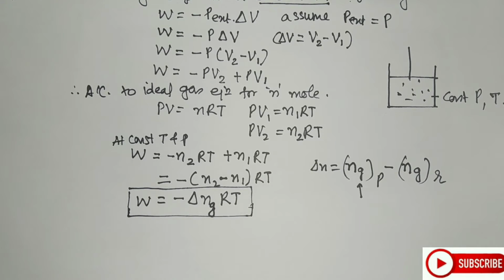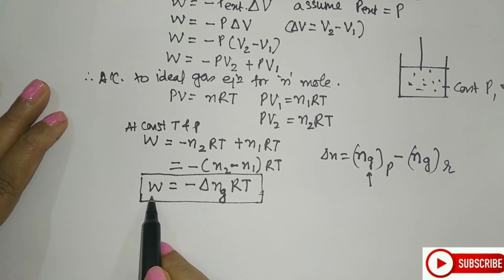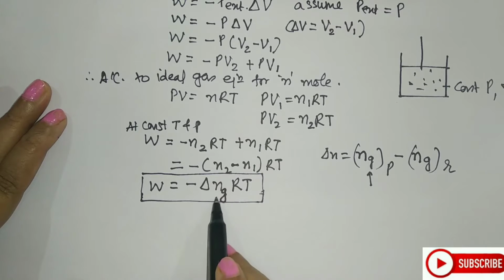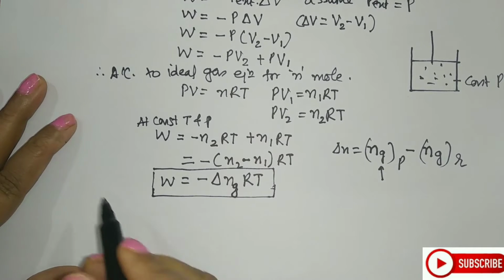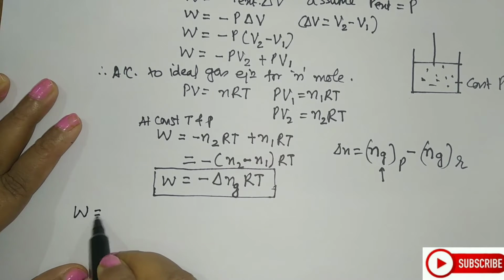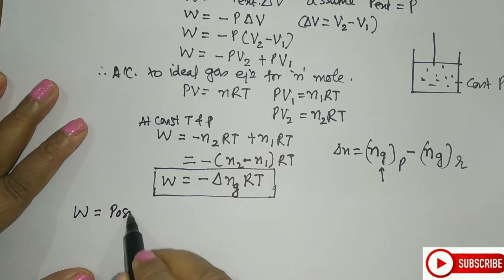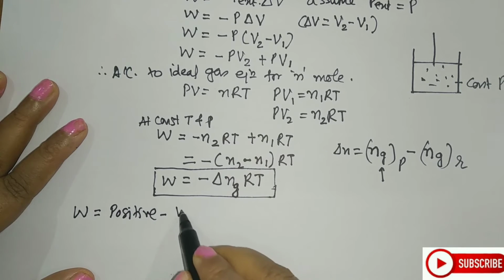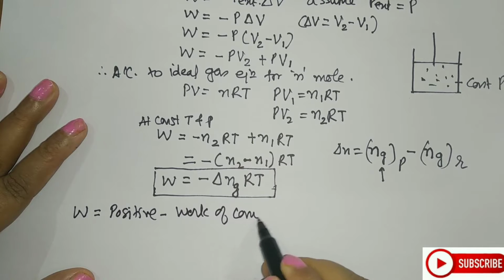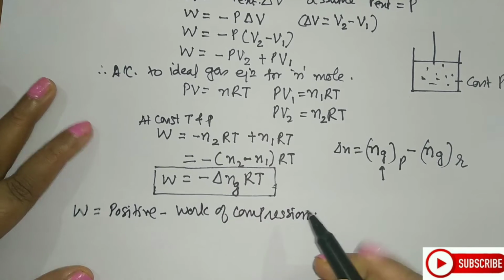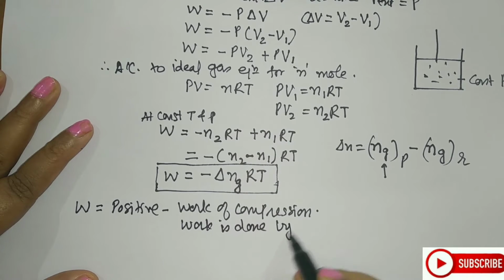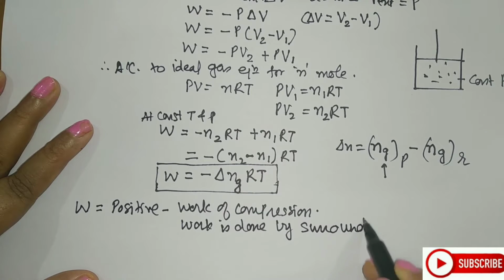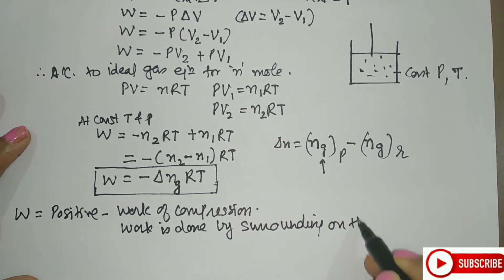Now let us see what actually the sign conventions are which are used here. Here the sign convention of W will depend upon the value of delta N. So let us see how W will depend on delta N. Before that, let us see the sign conventions for W. You know that W, if it is positive, means it is the work of compression. What is the meaning of compression, student? That the work is done by the surrounding on the system.